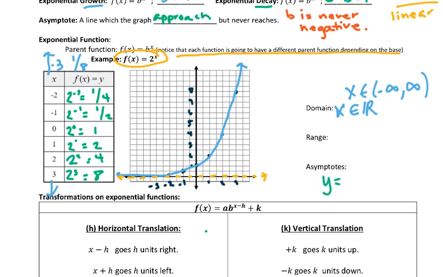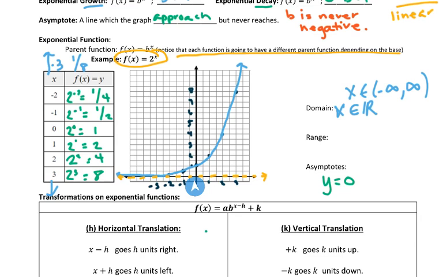Y equals, and then what number on the y-axis is it going through? It's going through 0. So y equals 0 is how we're going to write that. Your range. Okay, so what y values do you see that are graphed? Now notice, you're never negative, okay? So we're never going to go down here on our y-axis.